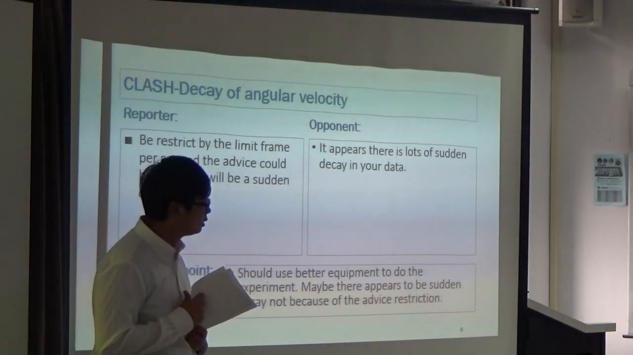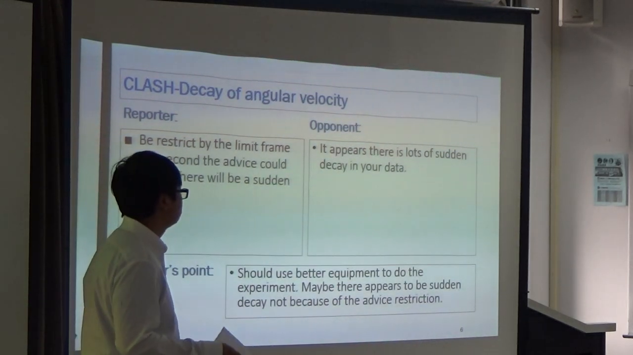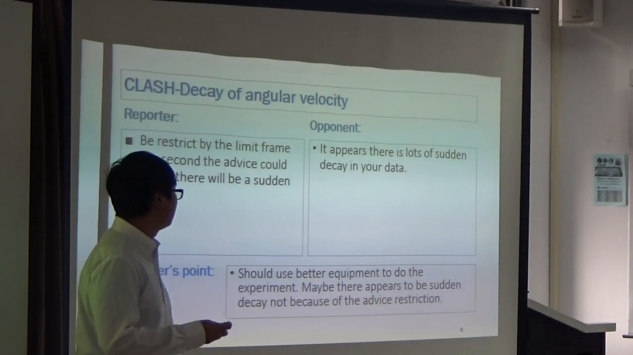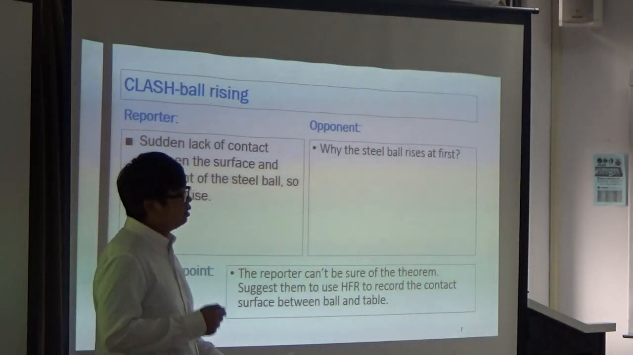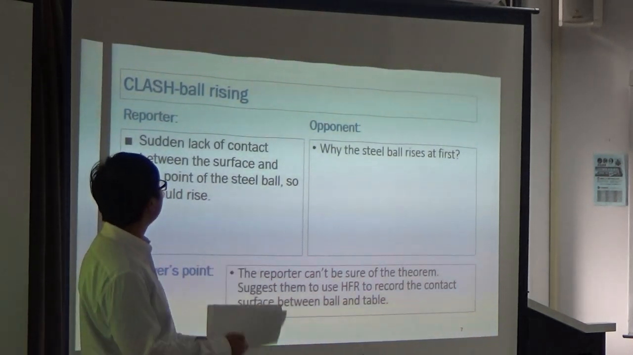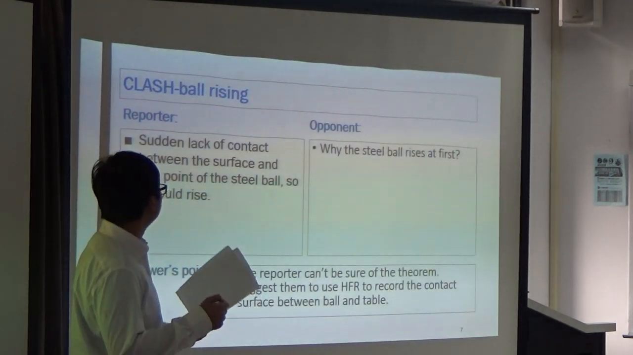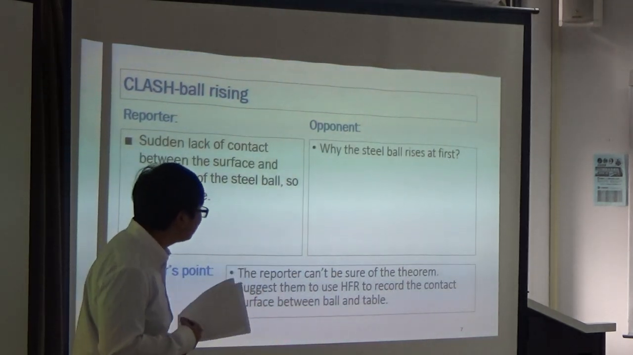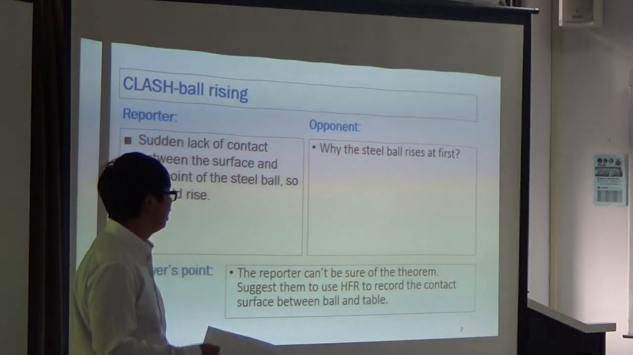But in our points, we think they should use better equipment to do the experiments. Maybe there appears to be sudden decay, not because of the device destruction. And the opponent also asks about why the steel ball rises at first, but the reporter answers that the sudden lack of contact between the surface and the one point of the steel ball makes it rise. We think the reporter can even be sure of the theory.